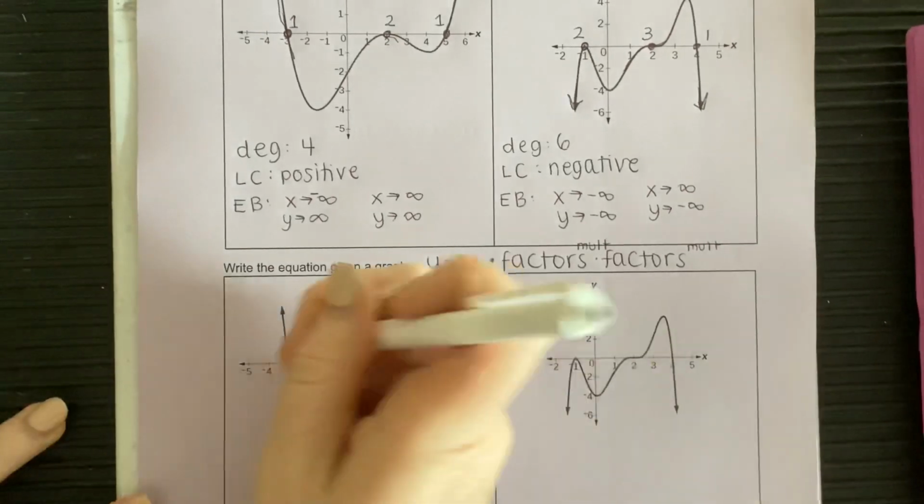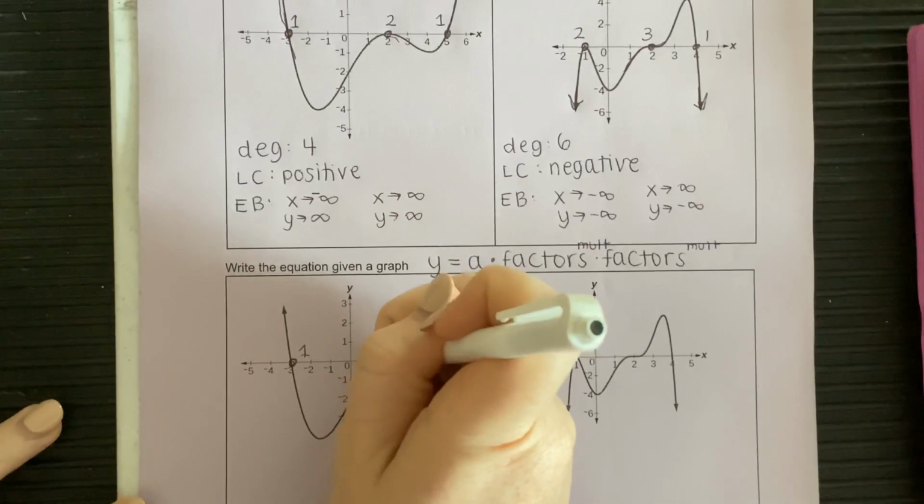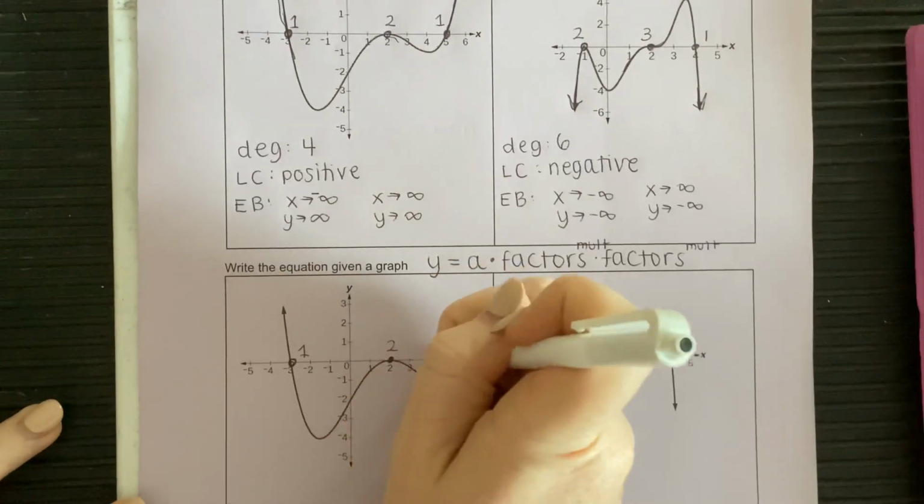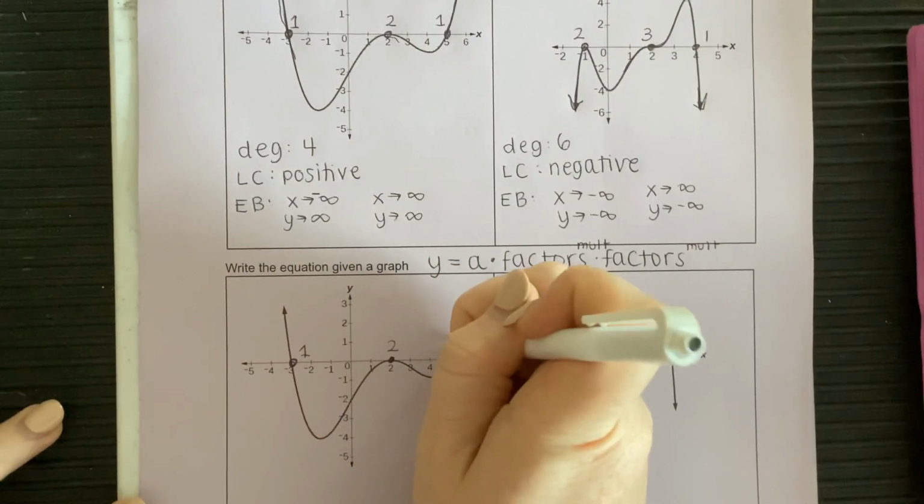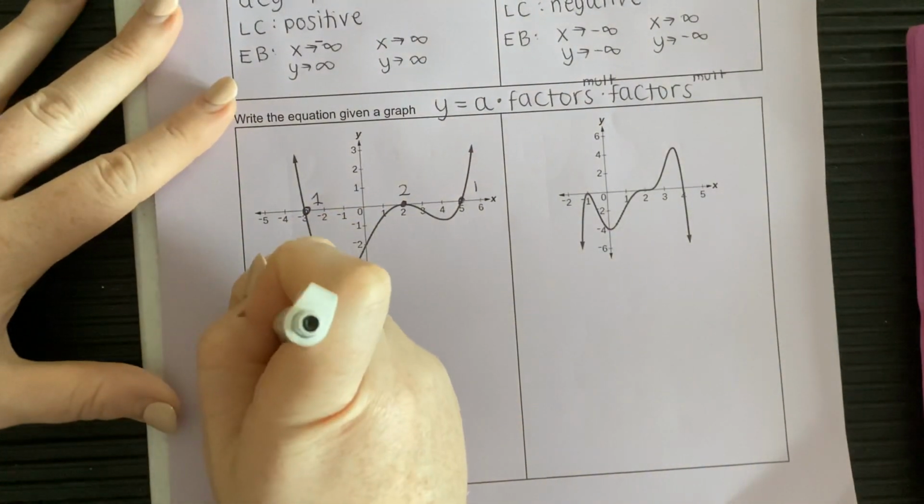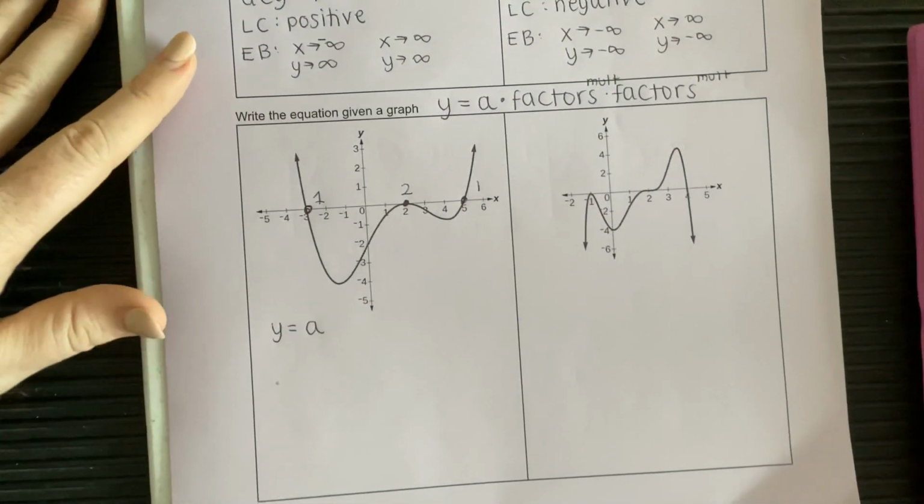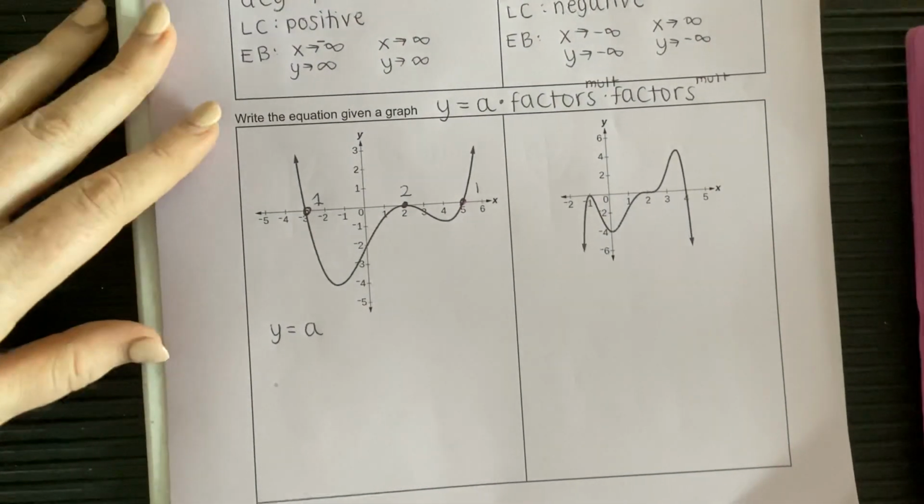So if we go back again, we had a 0 here with a multiplicity of 1, we had a 0 here with a multiplicity of 2, and we had a 0 here with a multiplicity of 1 again. So let's start to write what we have. We have y equals, we don't know our a value. That's always going to be the last thing you're going to figure out, unless it gives you your a value in the problem.